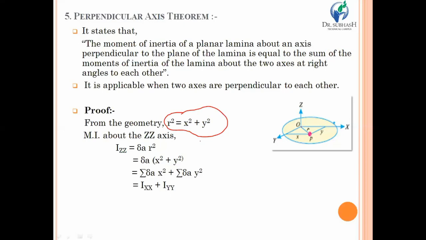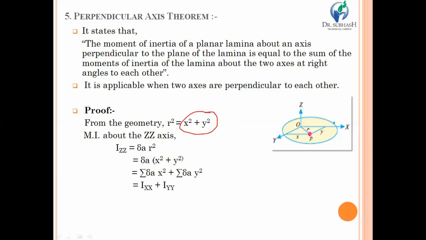Well, once you have specified that relation, kindly calculate the moment of inertia about the z-axis, and it's very simple. Izz is equal to area into distance squared, perpendicular distance, and the perpendicular distance is r. So over here, area becomes delta A, and the perpendicular distance squared will become r squared. So you just have to replace r squared by x squared plus y squared over here.